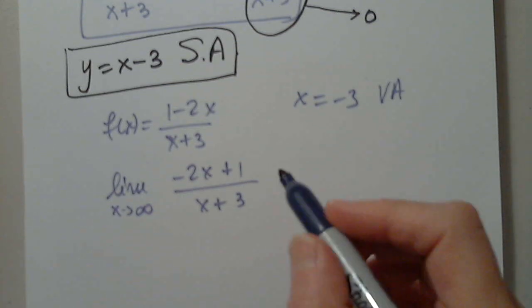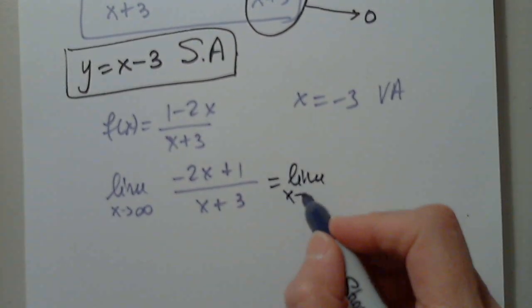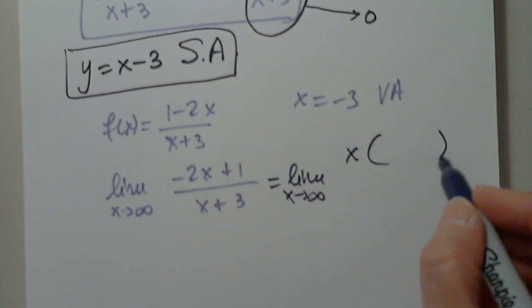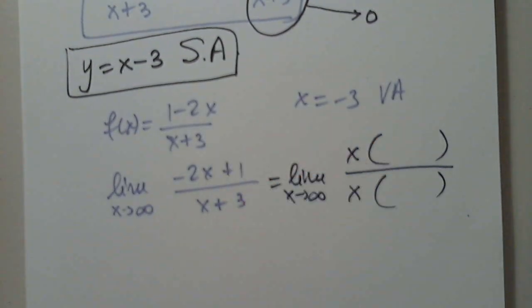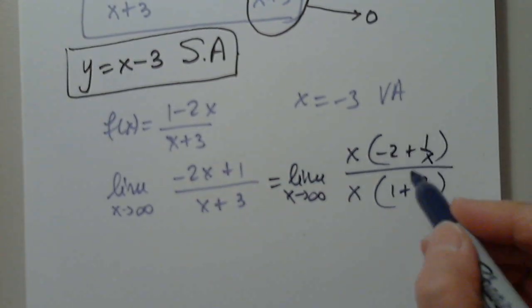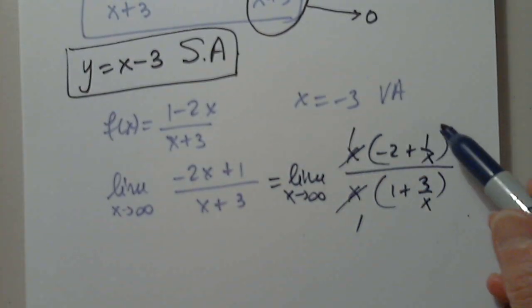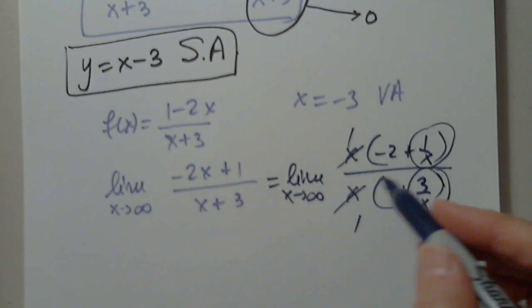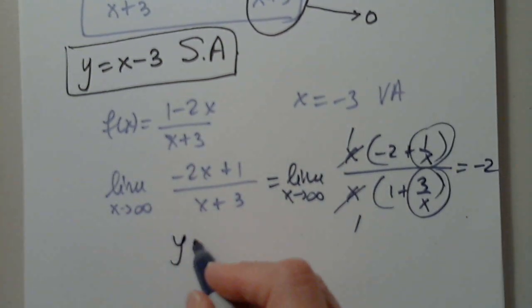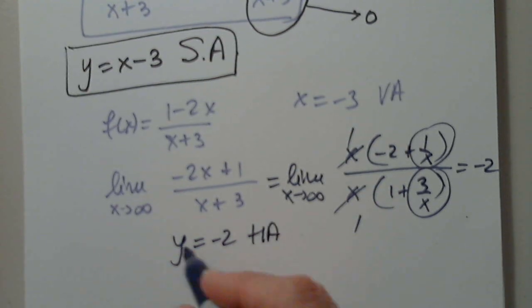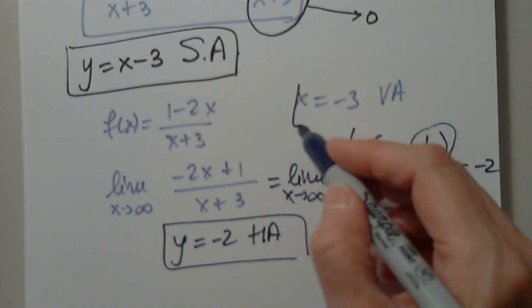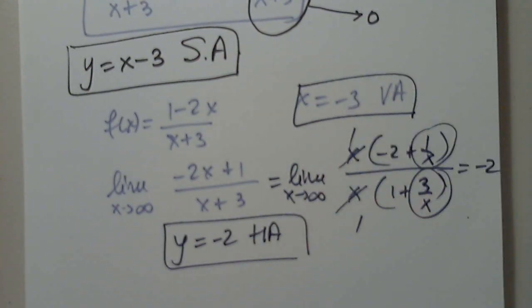And then we factor out, limit as x approaches infinity, x. It happens that both have the same degree. So it's 1 plus 3 over x, and this one is -2 plus 1 over x. We simplify, of course. These are going to 0, so the answer is -2. So y equals -2 is a horizontal asymptote, and x equals -3 is the vertical asymptote. Awesome.